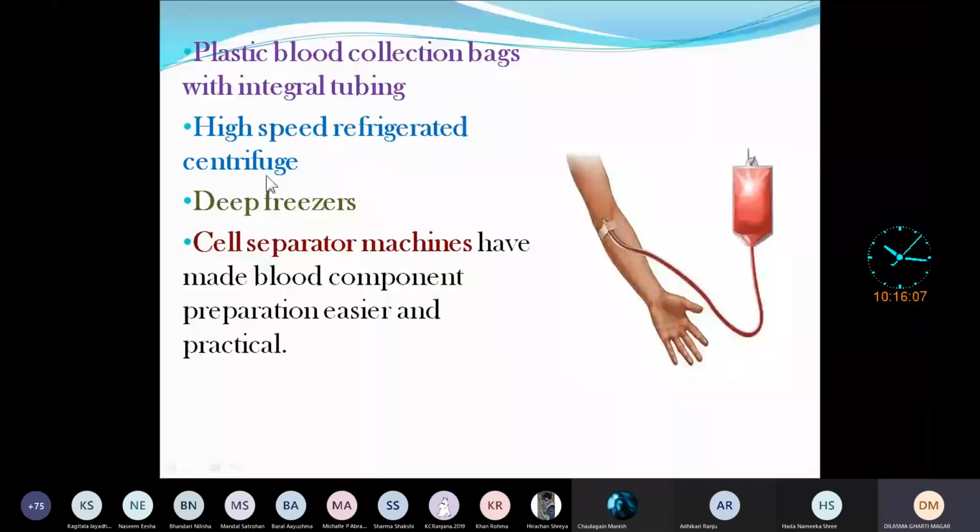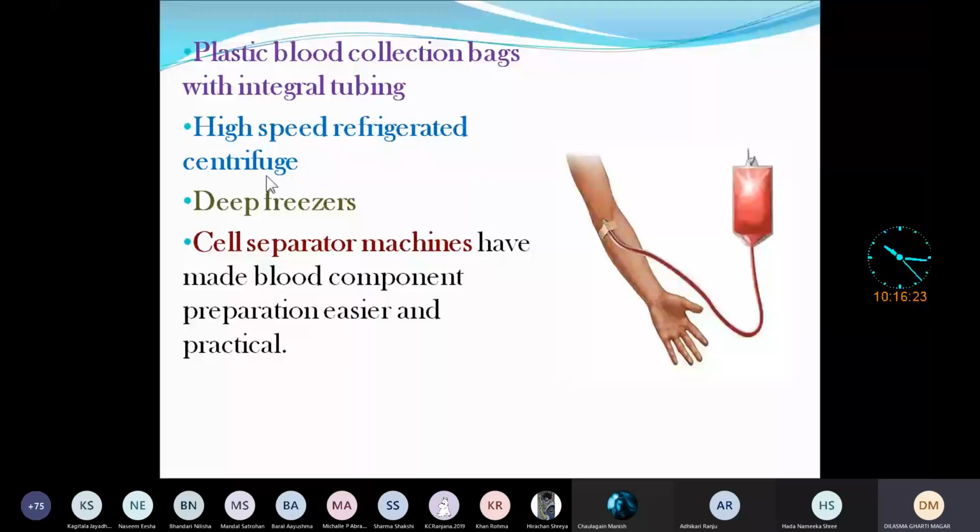So a high speed refrigerated centrifuge is required for the separation of the components. Suppose a blood bag having whole blood is centrifuged, then the RBCs are heavier than the plasma and then the platelets, isn't it so? So that's why the RBCs will settle down at the bottom, and then we can separate the plasma.